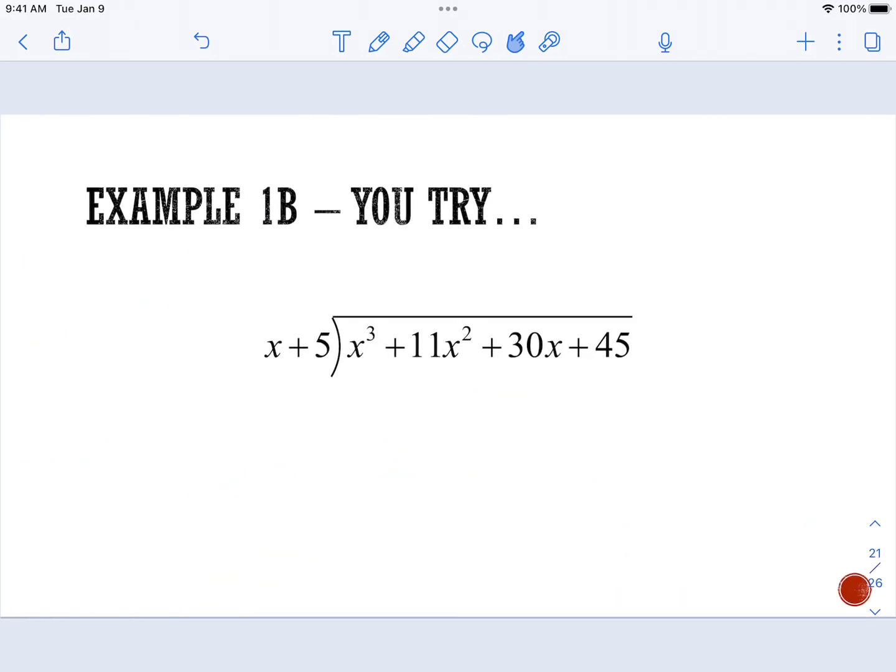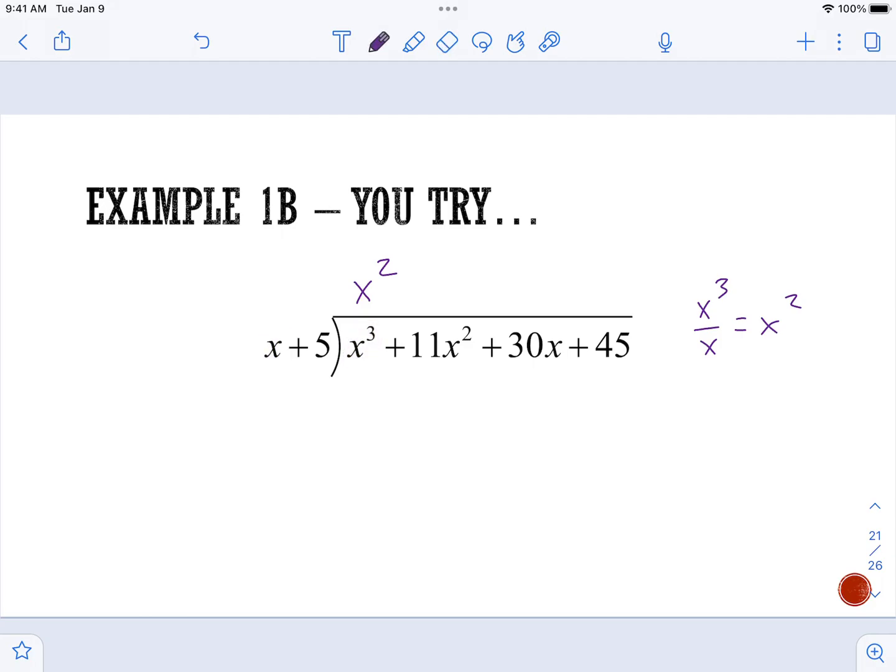All right, now this one's a little more complicated. If you want to try this, pause and then resume the video when you're ready. All right, so it's the exact same thing. I'm going to start with this first term and divide it by the first term of my divisor. So it's going to be x cubed over x, which gives me x squared. That's the first term of my answer.